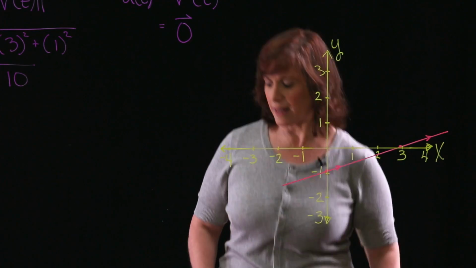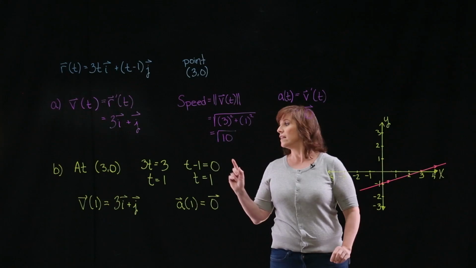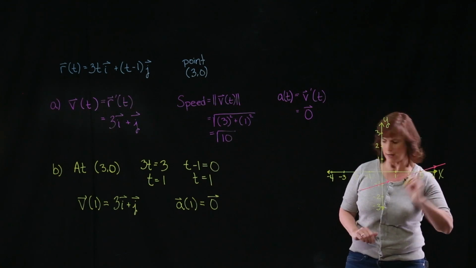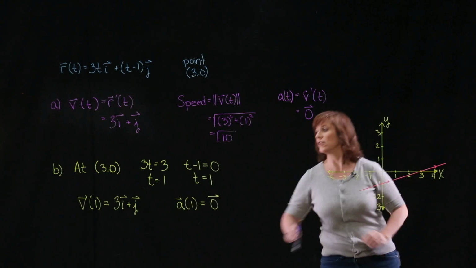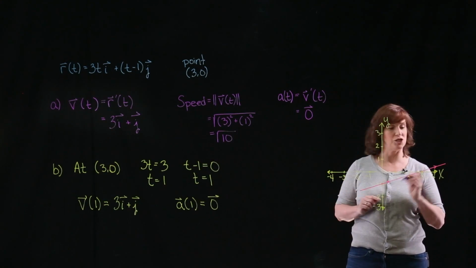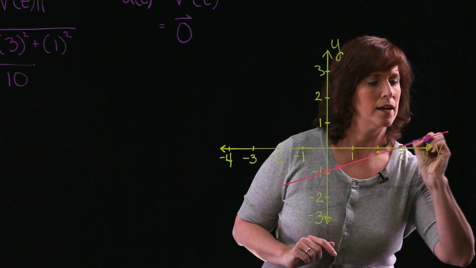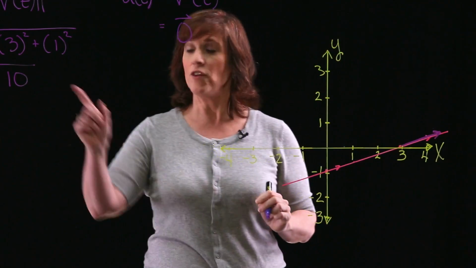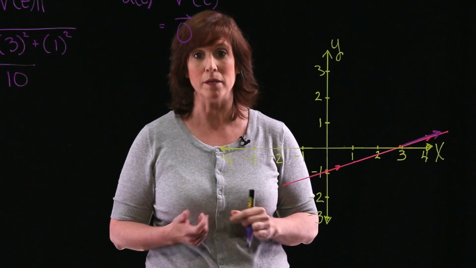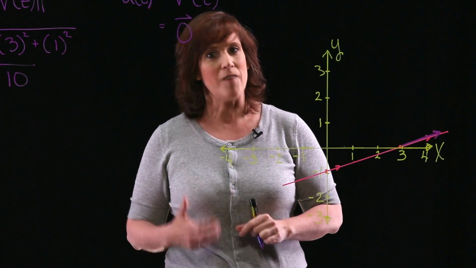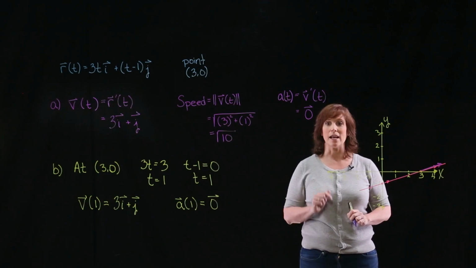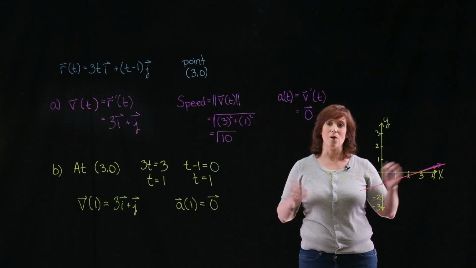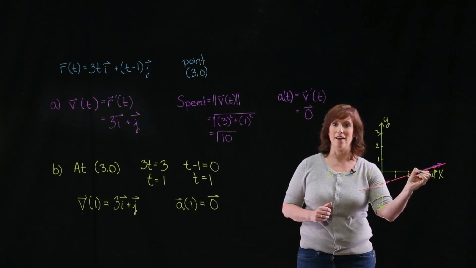Okay, the next thing that we're asked to do is actually to plot the velocity vector at the point 3, 0. Well, here's the point 3, 0, right here. And I know that my velocity vector is 3i plus j, which is going to be moving right along that curve. And the norm is the square root of 10, so the length of that velocity vector will be the square root of 10. The final thing we need to do is to plot the acceleration, but that's just the 0 vector at the point 3, 0. And so I really don't have any vector to draw at all.